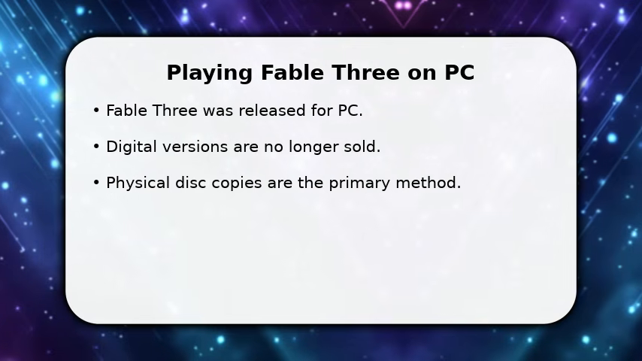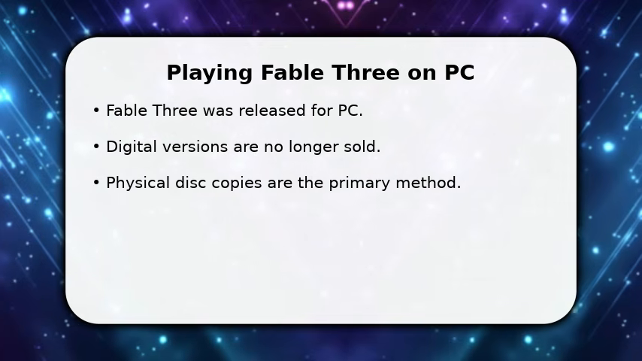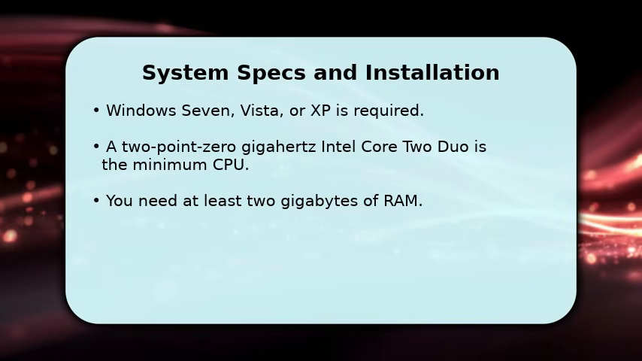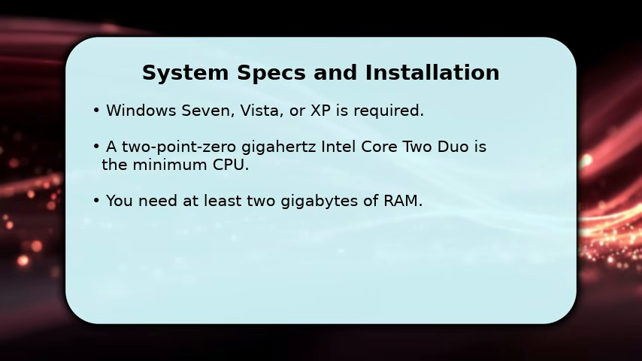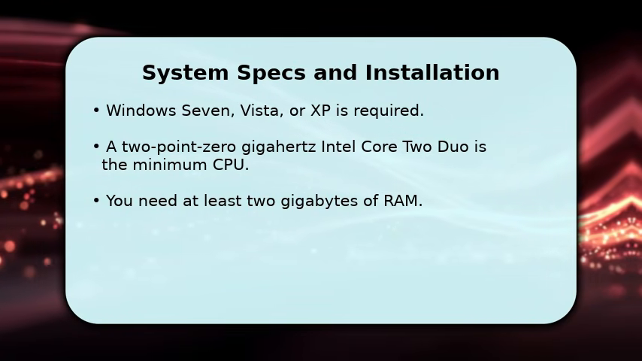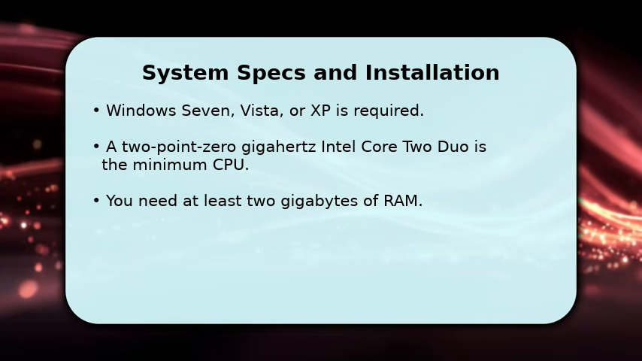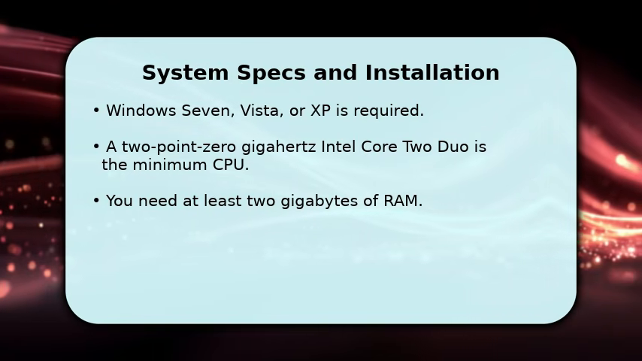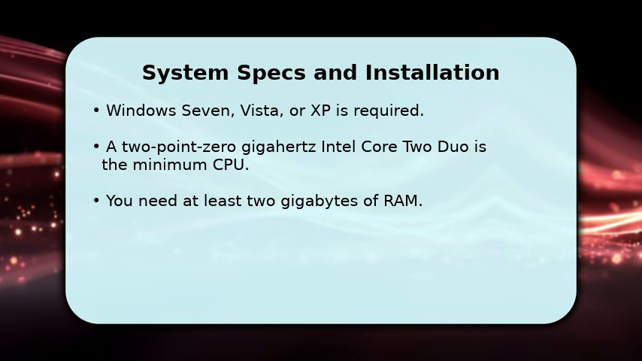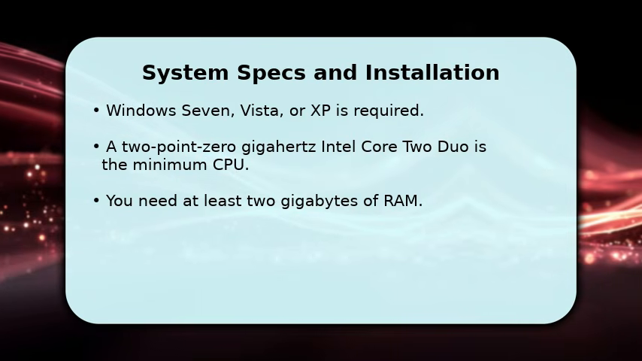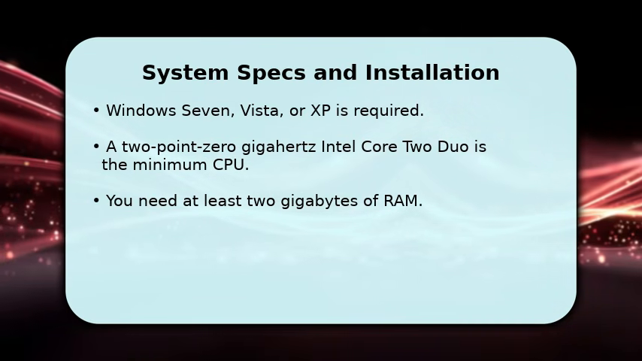Before you begin, ensure your system meets the necessary specifications for a smooth journey through Albion. To install Fable 3, your PC should run Windows 7, Vista, or XP. The minimum processor requirement is an Intel Core 2 Duo operating at 2.0 GHz. You'll also need at least 2 GB of system memory, or RAM, for the game to function properly. Furthermore, a graphics card that supports DirectX 9.0 is absolutely essential for rendering the game's vibrant world.